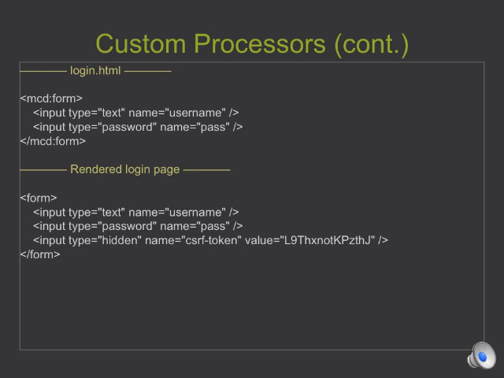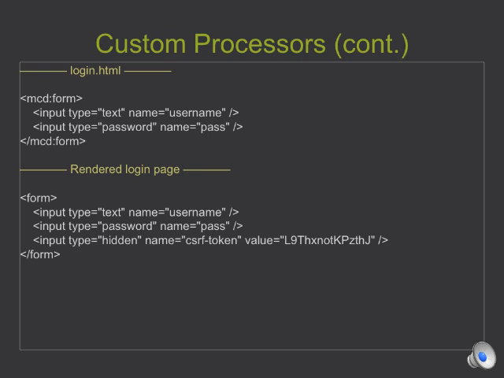Now all we have to do is, instead of using normal form tags in our HTML, we do mcd:form, and whenever that actually renders, it'll invoke that processor, and it'll generate this new DOM element here with some randomly generated value, which we can then validate on the server to make sure that the user made a legitimate post.